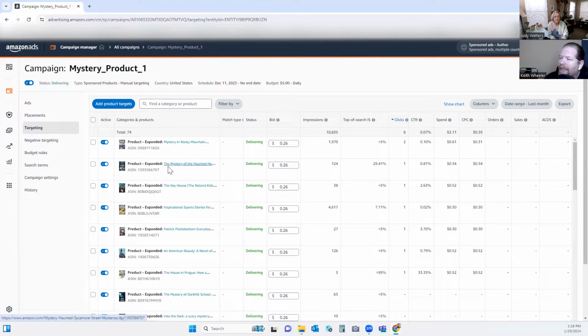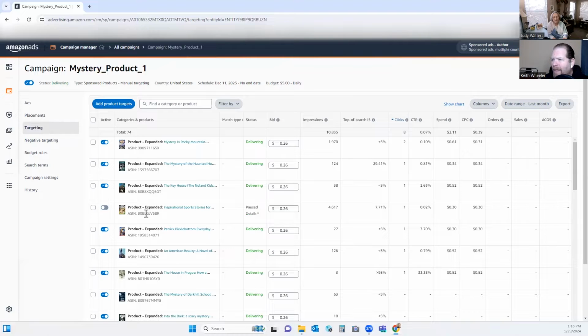So you'd want to look at the book individually and see if it's something you think you can compete with, if it's something that's relevant to your book or not. And if it is, and you're okay with it, maybe upping your bid so you get a little bit more impressions. This one, 4,600 impressions and only 1 click. That shows me that customers aren't finding it relevant. So I would just turn this ad off just for this product.